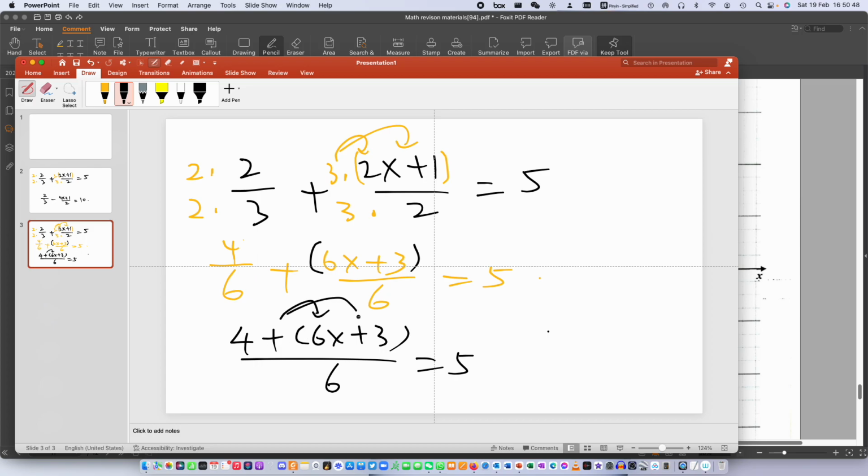So what's the first arrow? What's the second arrow? What do you get for the first arrow? 4. First arrow, plus 6x. Second arrow, plus 3. Plus becomes plus. And after that you cross multiply, right? Yeah. Okay, good. So next, let me do the next question.